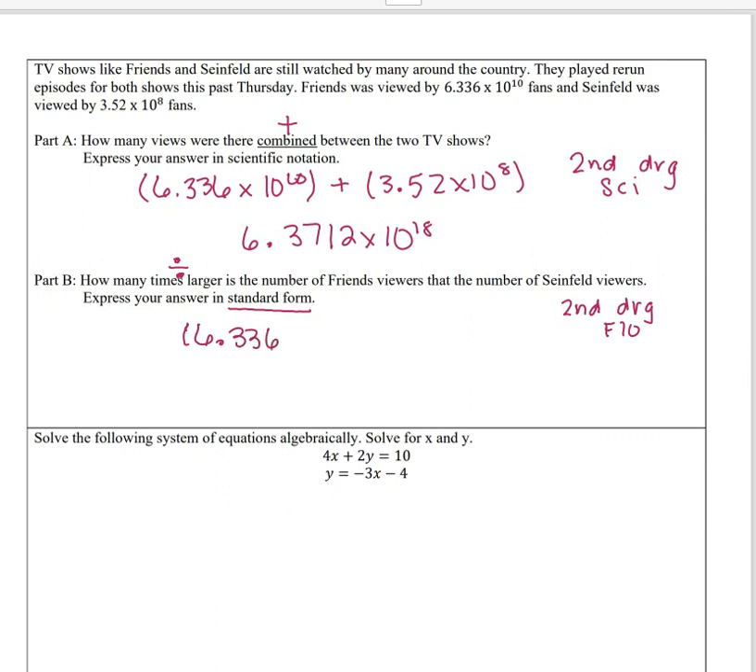So 6.336 times 10 to the 10, divide by 3.52 times 10 to the 8th power. I'm going to type that in exactly how I see it. And once I type that into the calculator, I'm going to get 180. So it is 180 times larger.